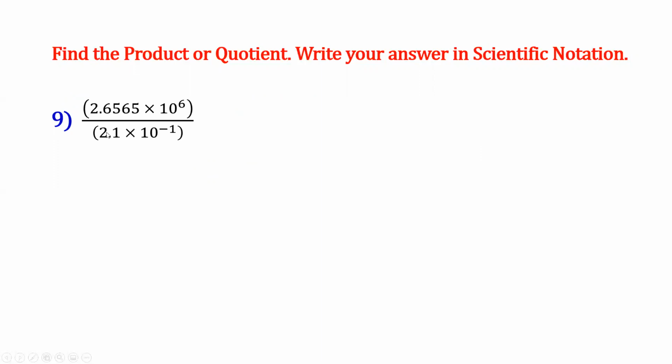2.6565 divided by 2.1 will give you 1.265. And then now let's look at the powers. 10 to the 6th divided by 10 to the negative 1. That means you're going to subtract. 6 take away a negative 1. That's the same thing as 6 plus 1. So if you do the math correctly, you get times 10 to the 7th.